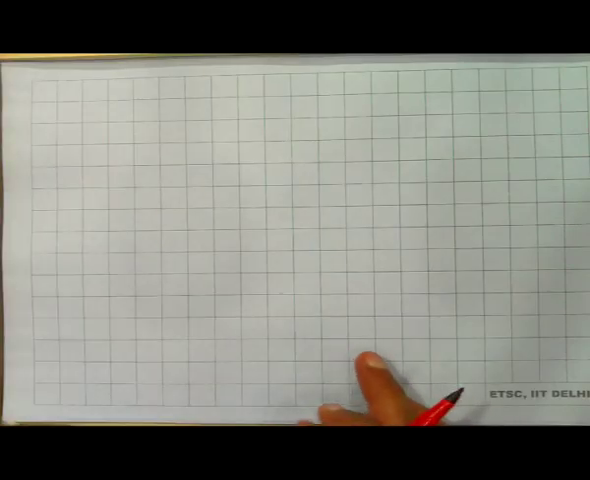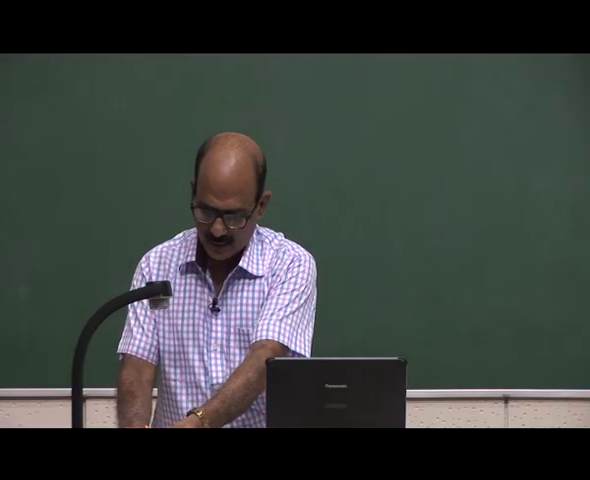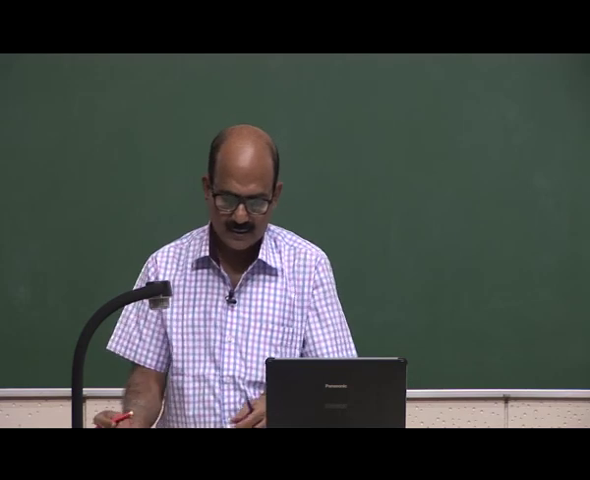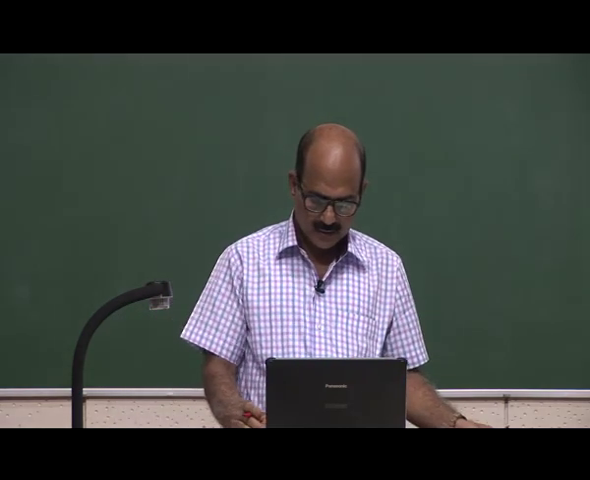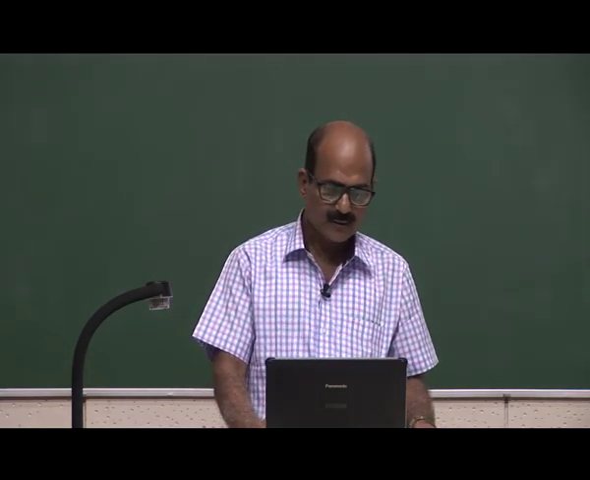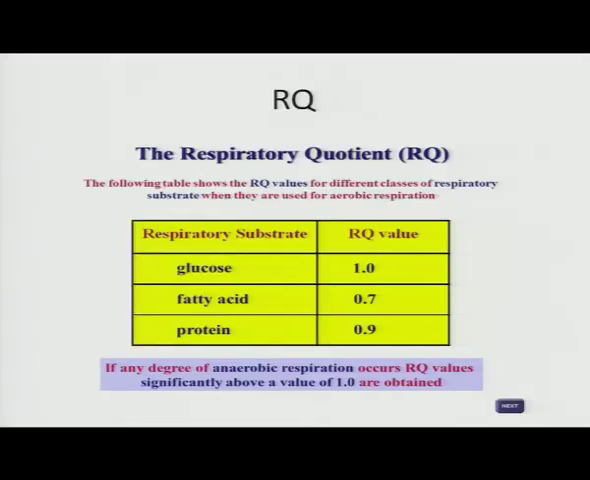Now, with the help of all these reactions, we can summarize the different types of respiratory fuel in terms of the respiratory quotient, that is the RQ. When the glucose molecule is there, the RQ value is 1. When it is fatty acid, it is 0.7. When it is less than 0.7, or around 0.5, that is protein.